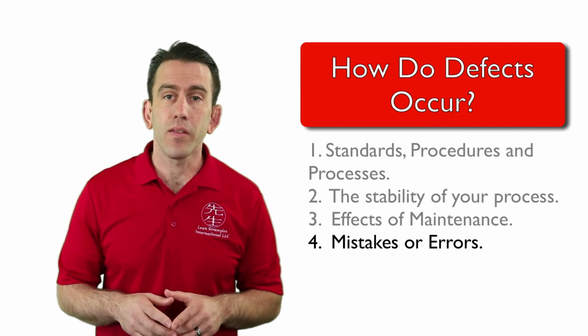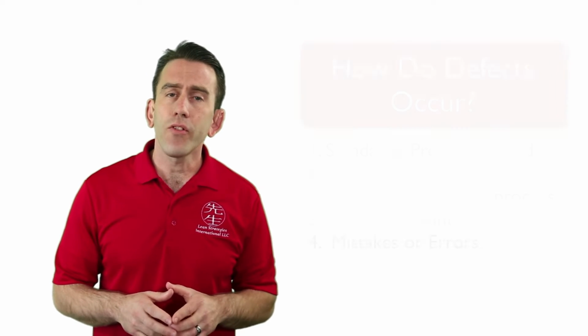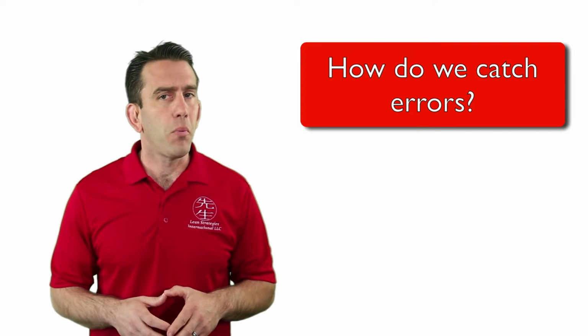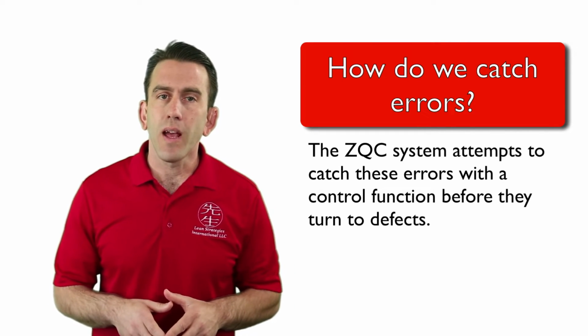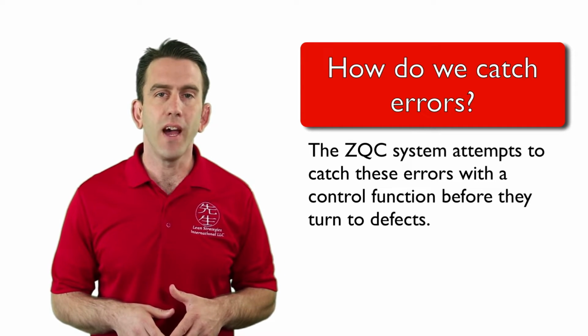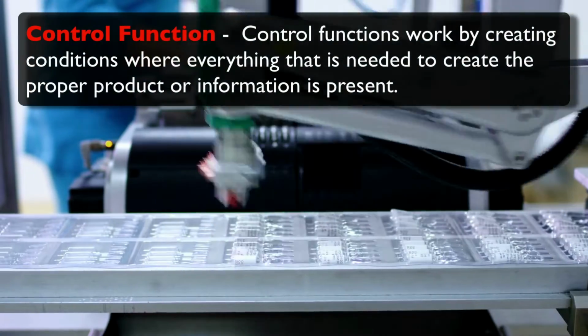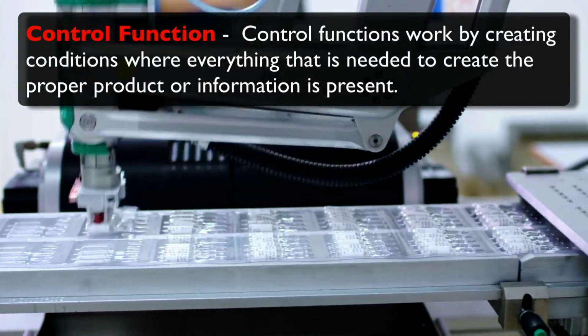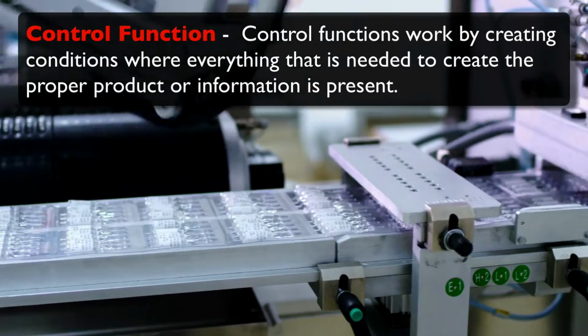Unlike the other reasons that defects occur, mistakes are oftentimes unpredictable. So, how do we catch these unpredictable errors? The ZQC system attempts to catch these errors with a control function before they turn to defects. Control functions work by creating an environment or conditions where everything that is needed to create the proper product or information is present. Remember, there are many different ways in which a defect can occur. These 4 common causes lay out a framework that defects can trace back to.